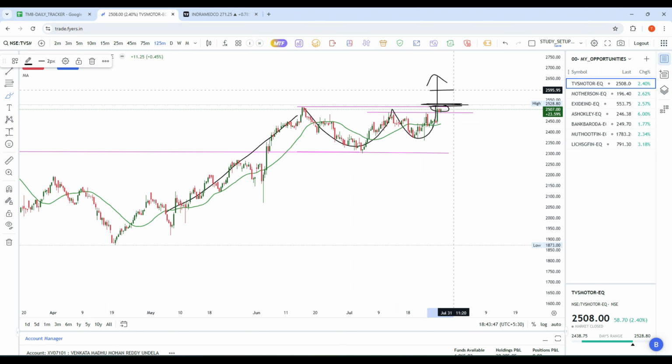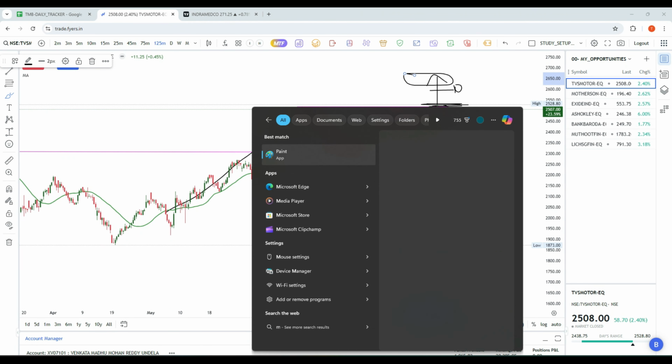or somewhere in this area, or in case the stock opens with a gap, what is the strategy we need to follow? Before going into the strategy, let me explain a simple concept.